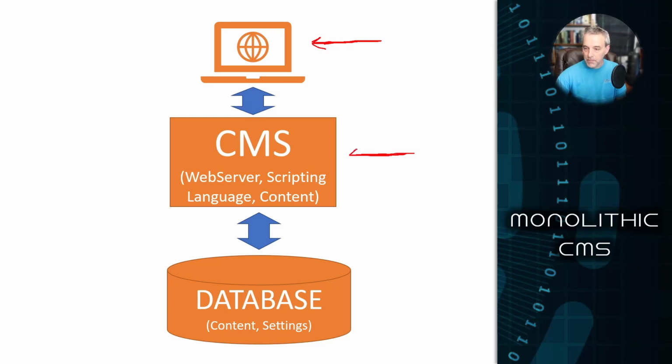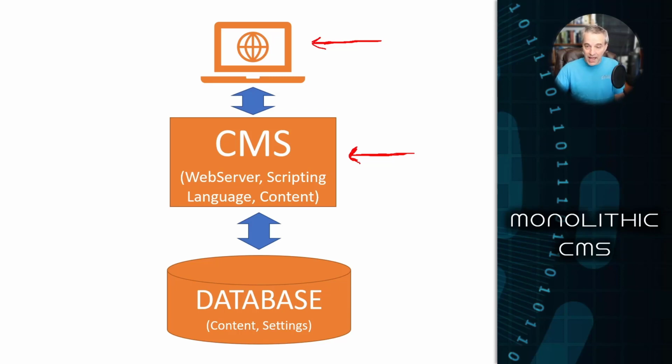This is the middleware or the application tier. The application tier has a lot of different components. It has a web server, it has some kind of scripting language, then it has the app itself, and then it also has some content associated with that. Now, all of that combined is what generates the web pages that get served up to the browser.